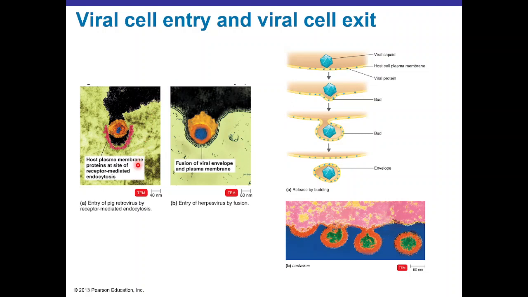So this is a transmission electron micrograph enhanced with color to show you the entry by endocytosis or by fusion. In this case, you have this virus, which is a retrovirus, binding to the plasma membrane of the host cell, and then the host cell will encase the virus, forming a vesicle. This is known as endocytosis.